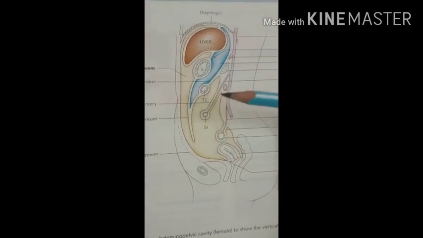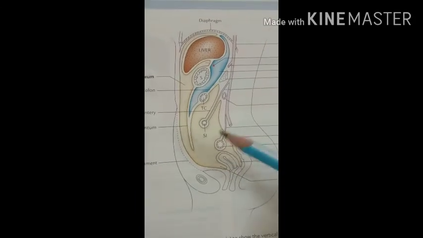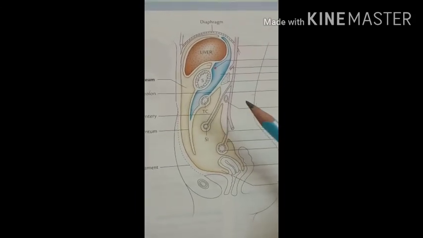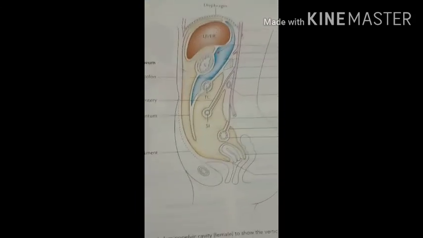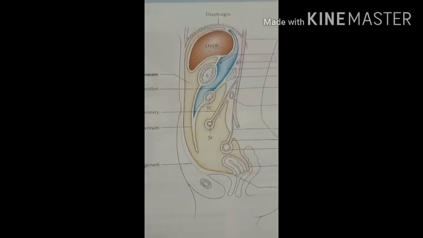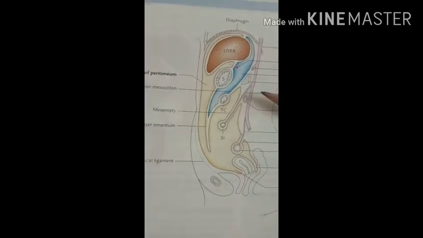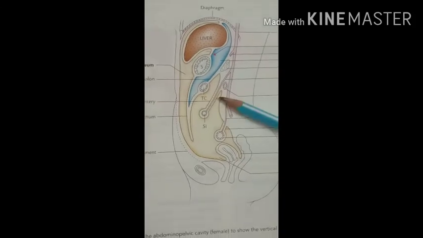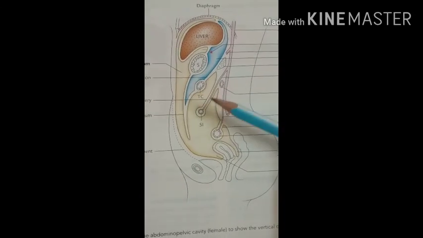So in this way, there are four layers of the digestive tract. The outermost layer is the adventitia, the second layer is the muscle layer, the third layer is the submucous layer, and the innermost layer is the mucosal layer.